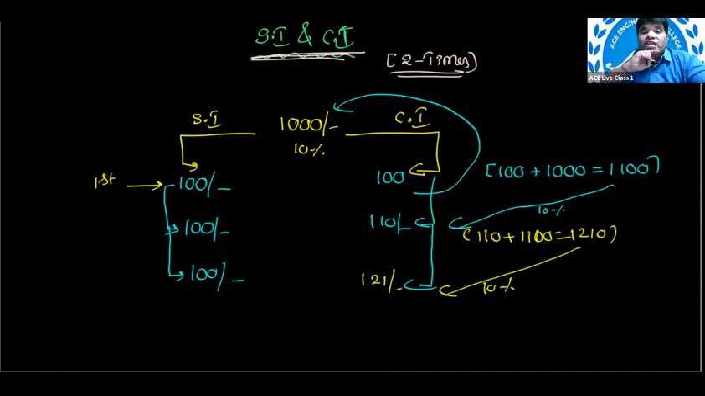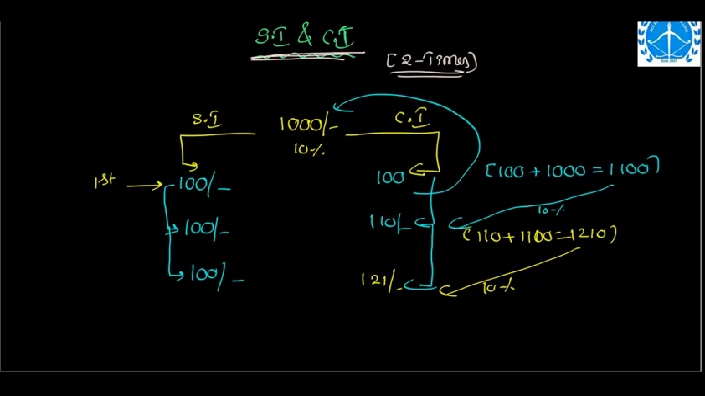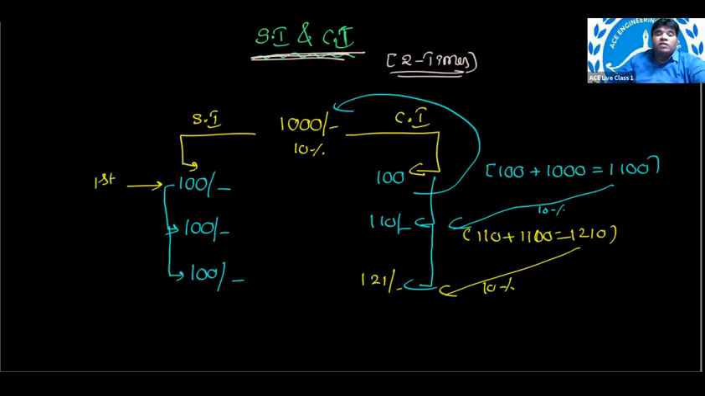But in compound interest, every time it depends upon the previous principal, and it depends upon the rate percentage also. Yes, I said 2000. This 2000 is added to the previous principal. Where is the previous principal? Not given. And the rate percentage is also not given.